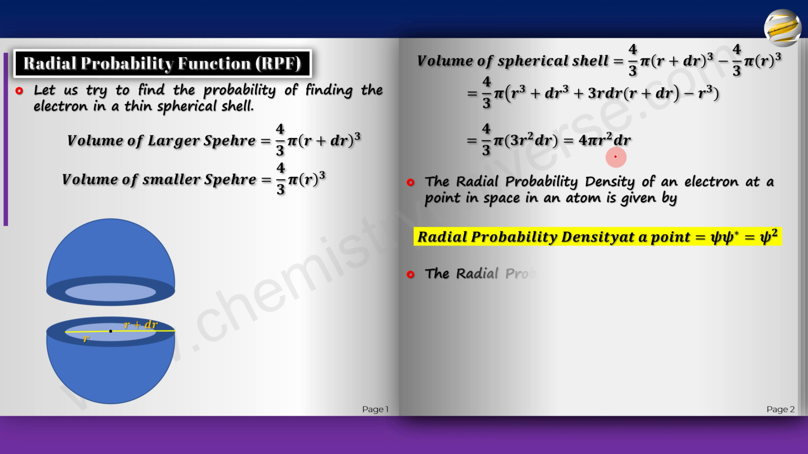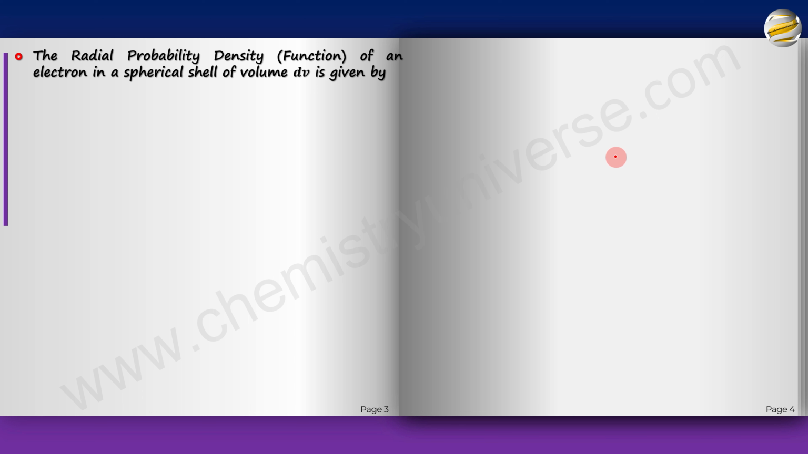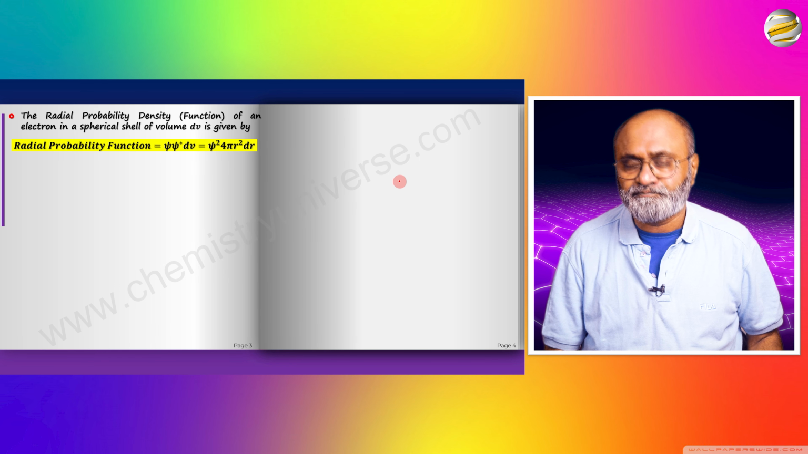Then the radial probability of an electron at a distance dr from the nucleus is going to be psi square dr. So if you want to calculate it at a particular distance from the nucleus, multiply by that dr. And what happens if you want to calculate this in the thin spherical shell? Well, you multiply by dV. The probability of an electron in a spherical shell of volume dV is given by psi square dV, which is psi square 4 pi r square dr. Remember, whenever I'm writing psi square, I actually mean psi star psi if there is an imaginary function.